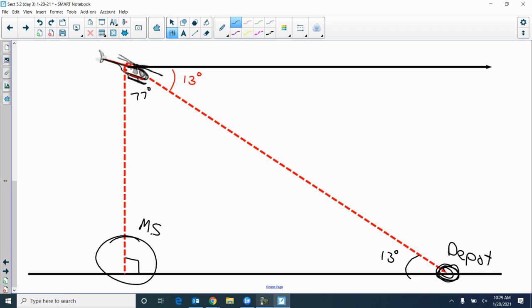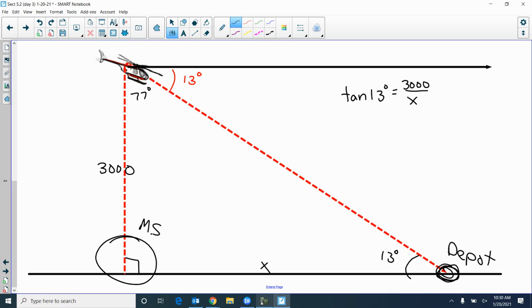And we want to find the distance between those. So that's going to be X. And how high is it? 3,000? So it's 3,000 feet high. It doesn't matter whether you use a 77 or 13. I'm going to use the 13. If I use the 13, it's tangent of 13 equals opposite, which is 3,000, over adjacent, which is X.